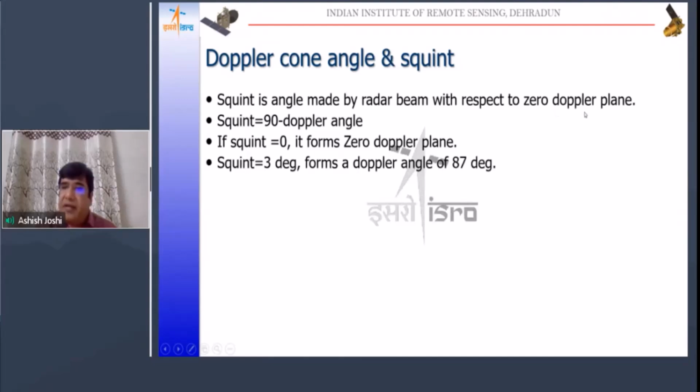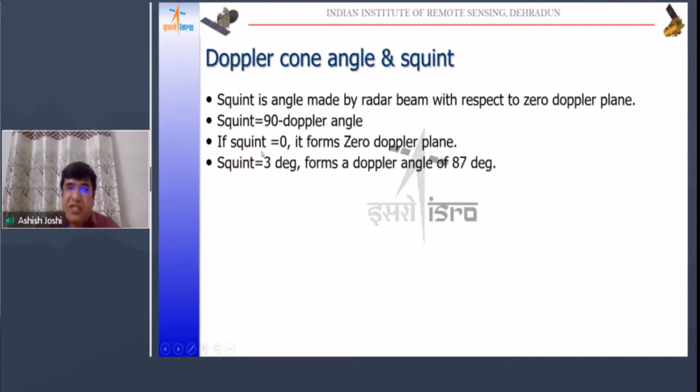Zero Doppler plane means where the Doppler is zero, meaning the relative motion between the sensor and the Earth target is zero. That plane is called the zero Doppler plane, and our SAR processing is done in the zero Doppler plane, and the angle made by the radar beam with respect to the zero Doppler plane is called the squint angle. Then the squint angle is also given by 90 minus Doppler angle.